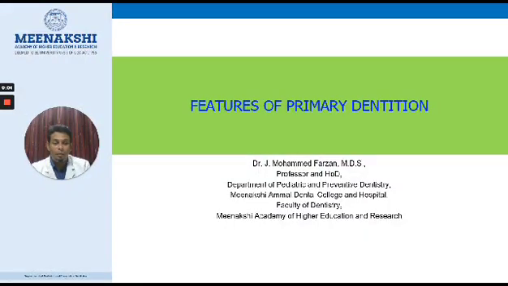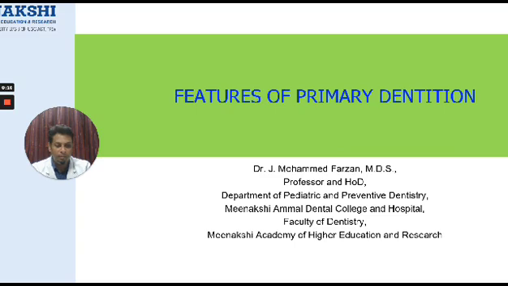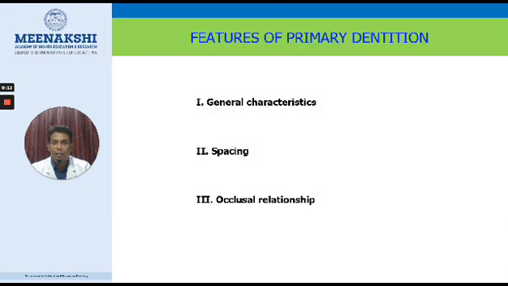Hi, today we are going to see about the features of primary dentition. The features of primary dentition generally are dealt under three topics, that is general characteristics, spacing and occlusal relationship. Let us see one by one now.